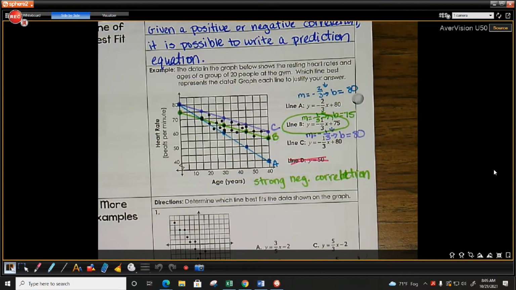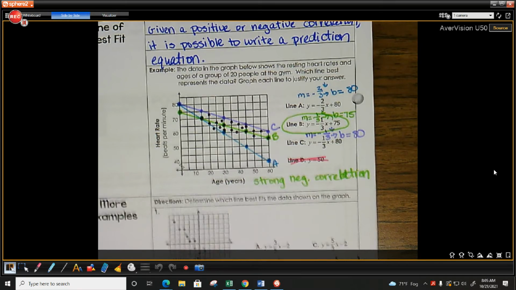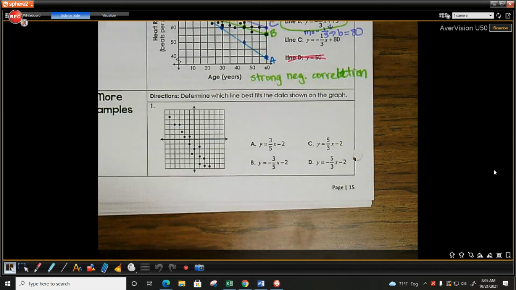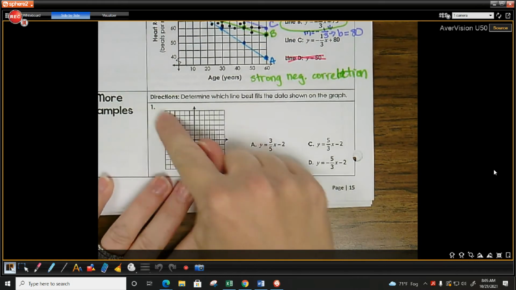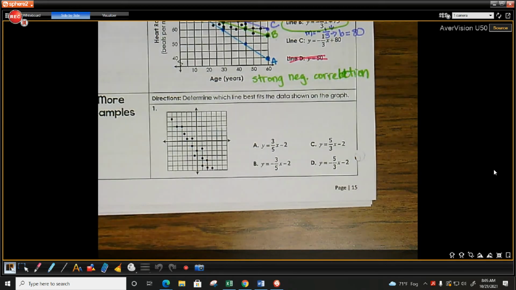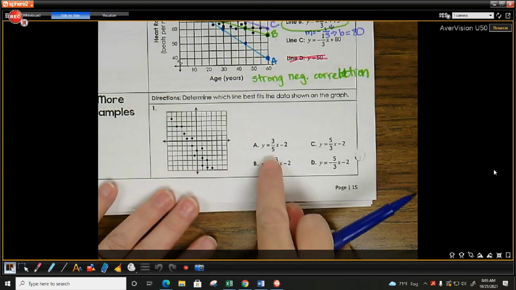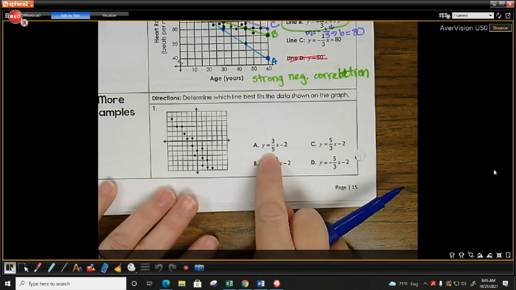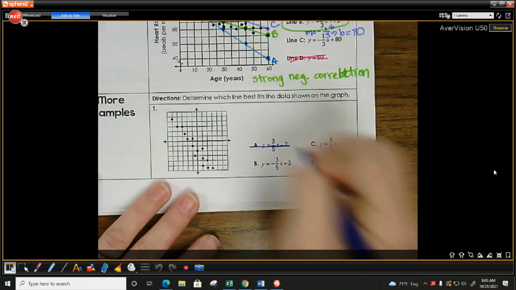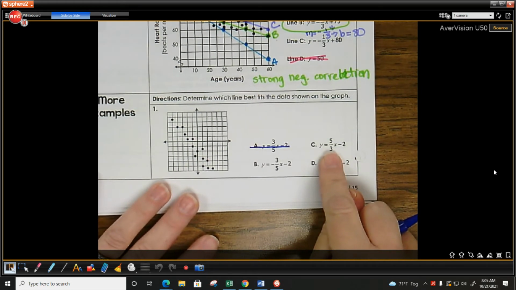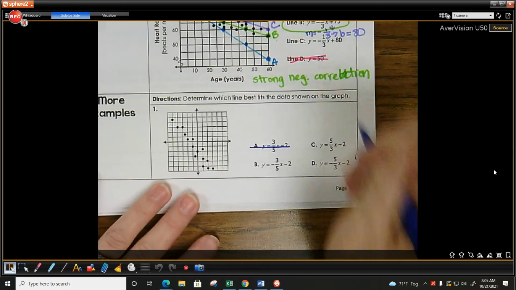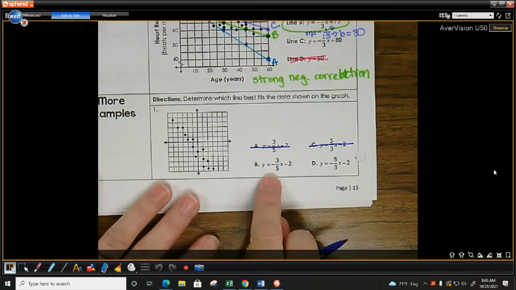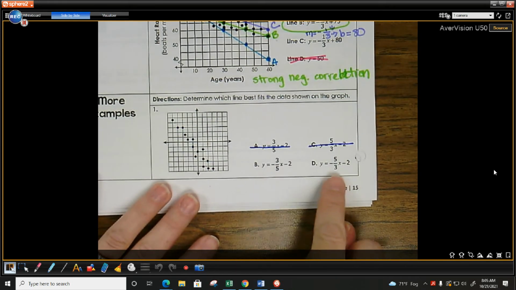What kind of correlation should this have? Positive or negative? Negative. It's going down. So let's look at our answer choices. What's my slope? Positive, not A. What's my slope? Positive, not C. What's my slope? Could be B. What's my slope? Could be D. Because this is going downhill, this has a negative slope, negative correlation, okay?